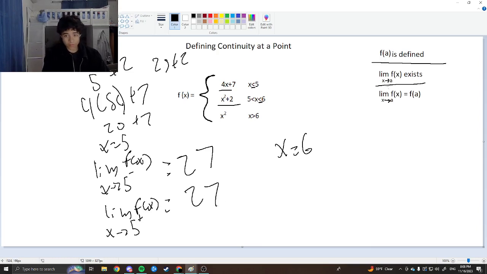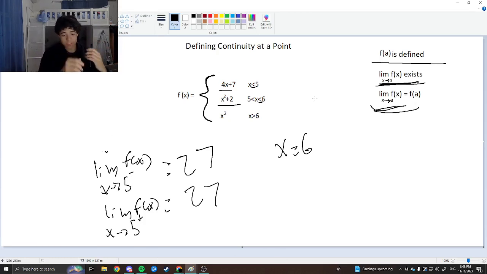So the limit of f of x exists. And f of 5, in this example, you're going to use the top function because this is less than or equal to 5. So when x equals 5, it's going to be 27. They're both 27. So you know that at 5, this graph is continuous. And you could show all the criteria, and since the left limit and the right limit agree at the point 5, this function is going to be continuous.